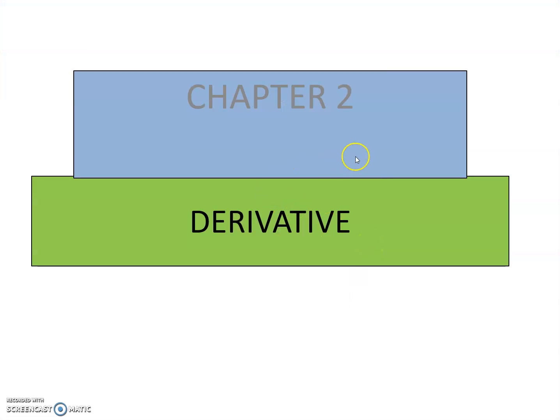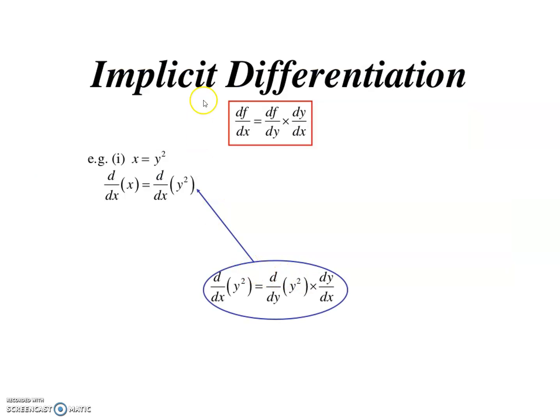Our chapter is chapter number 2, Derivative. Myself Mrs. Smita Shekhar Kamble. Today's lecture is on a very important topic, that is implicit differentiation. What does it mean? df upon dx is df upon dy into dy by dx.